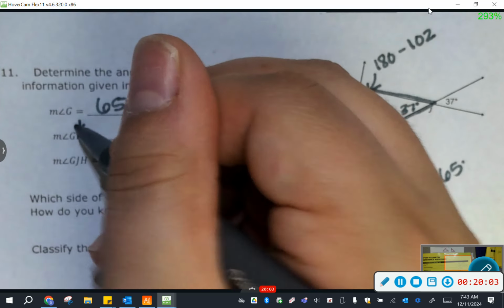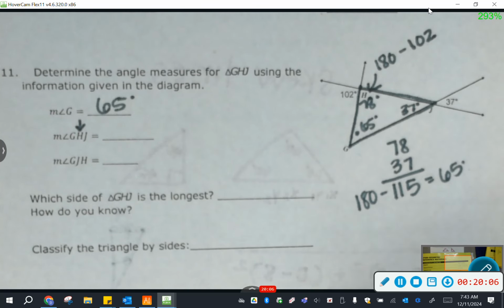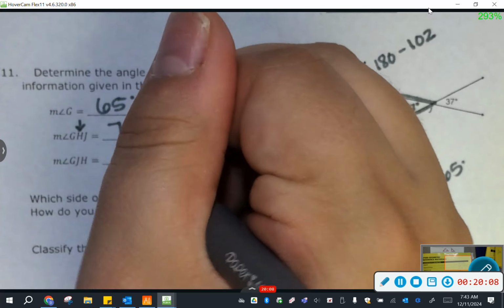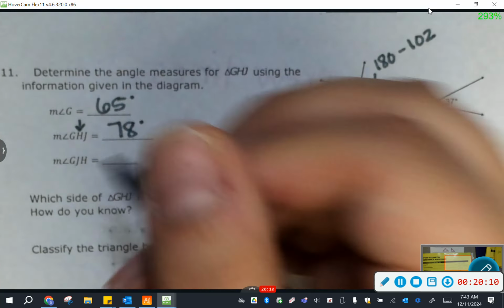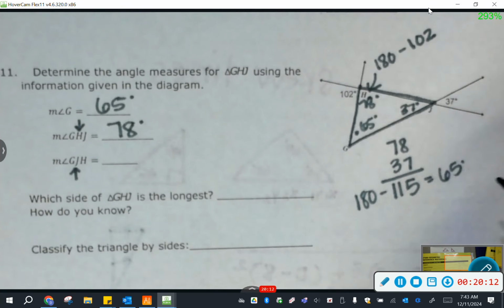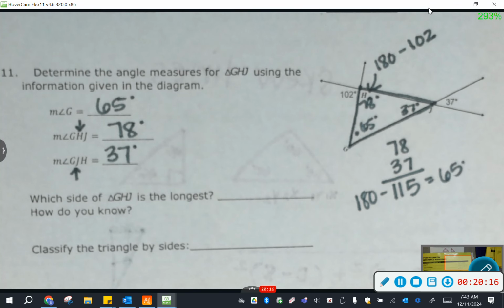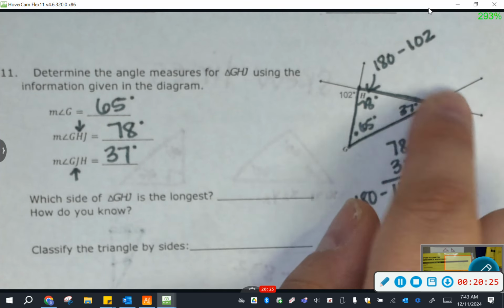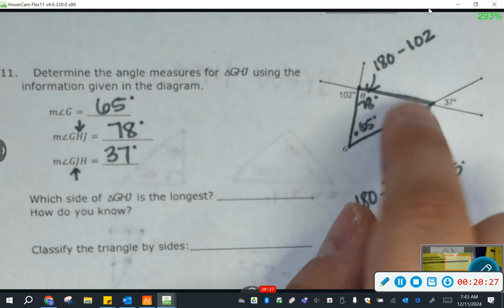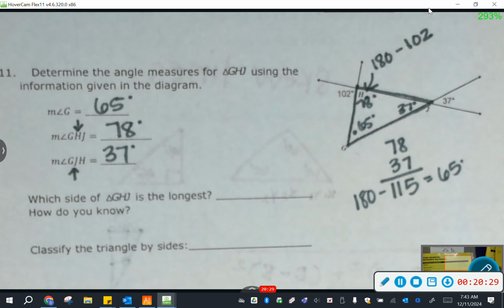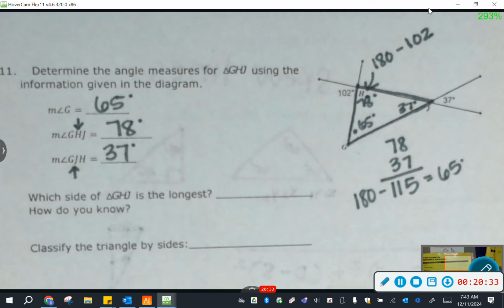Angle H, we got 78. And angle J, we got 65. Always look at the middle letter when you see three letters to know which angle it's asking for. Yep, always. The reason it doesn't just say J is because you see potentially four angles around J. That's why.